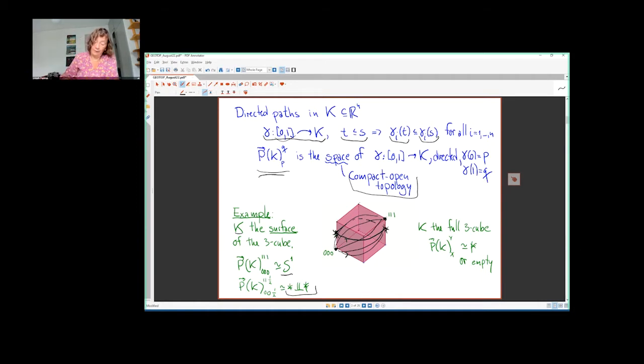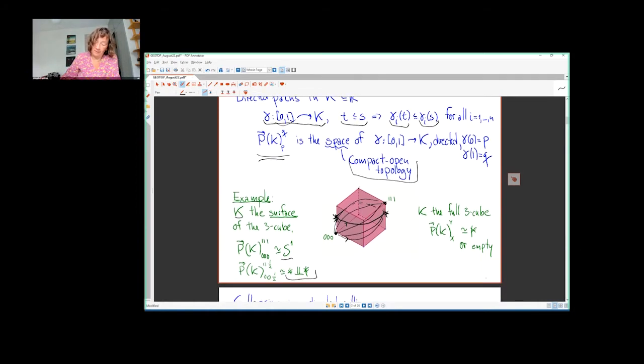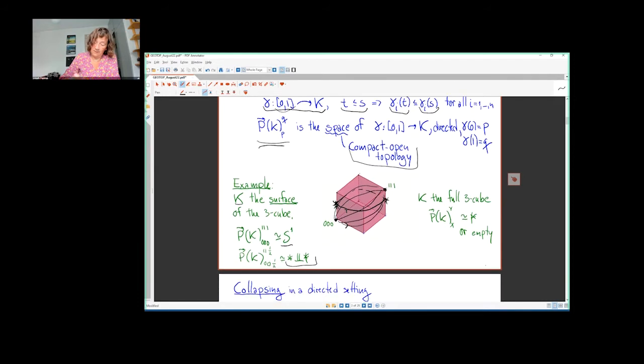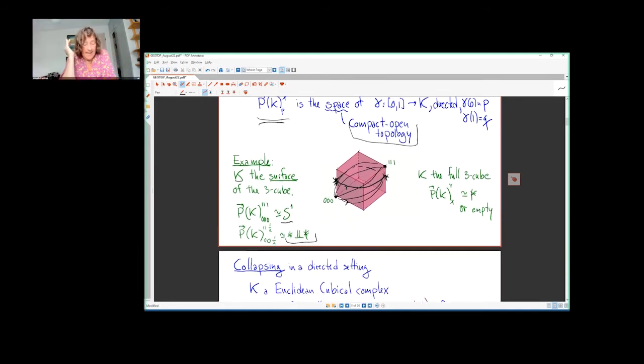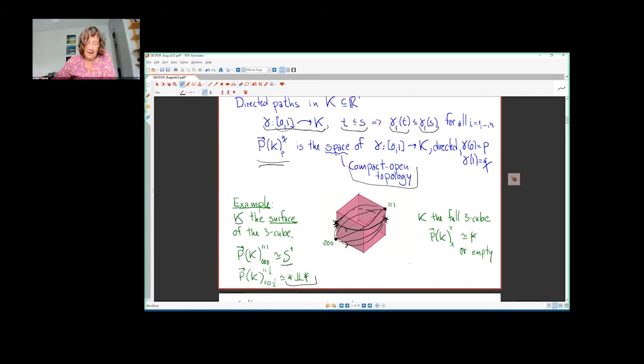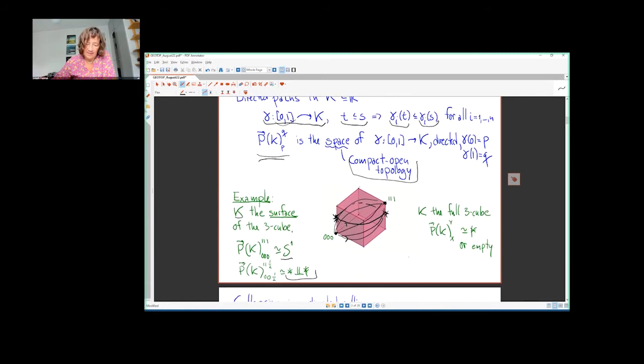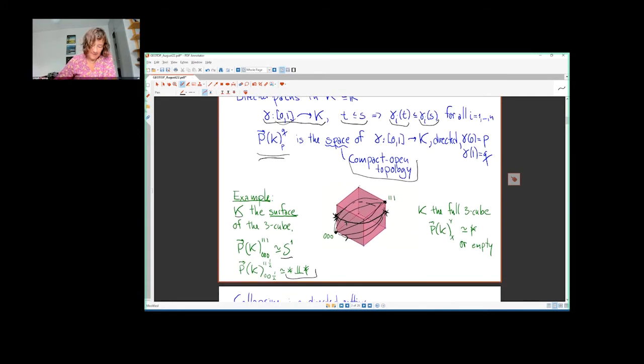And if you have the full 3-cube, then all path spaces are either just a point or they're empty, because you can always contract them. So now I want to collapse in this setting. So I want to see what happens to these directed path spaces, these spaces of directed paths here.